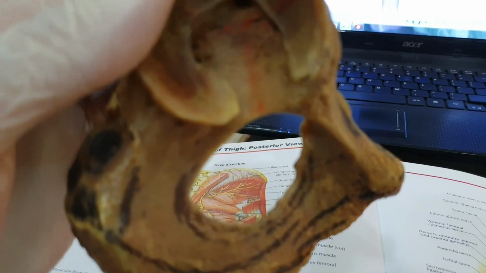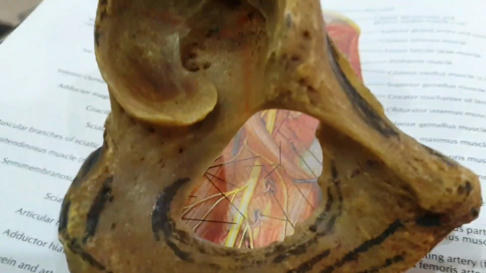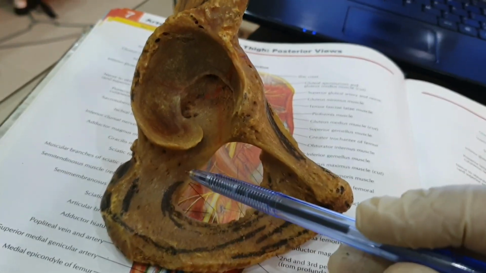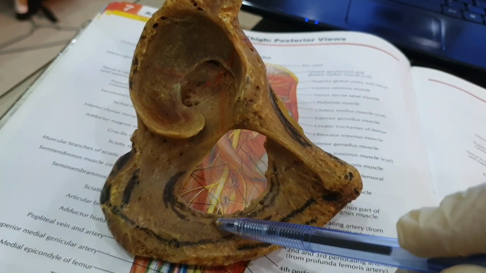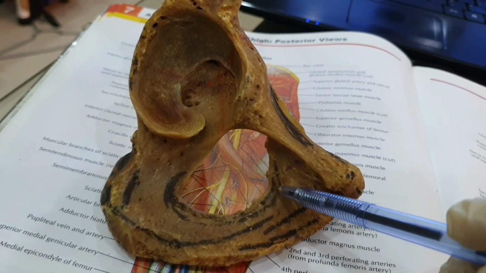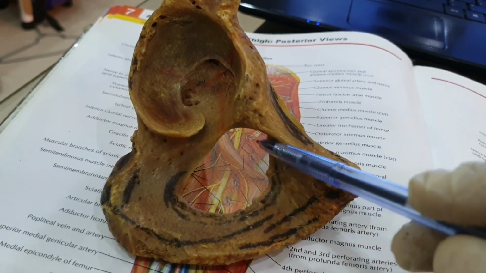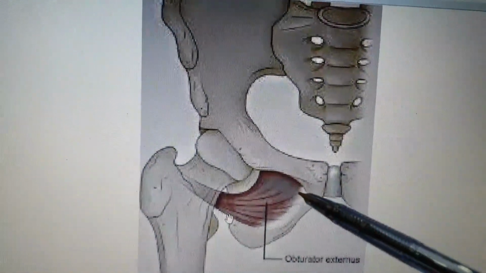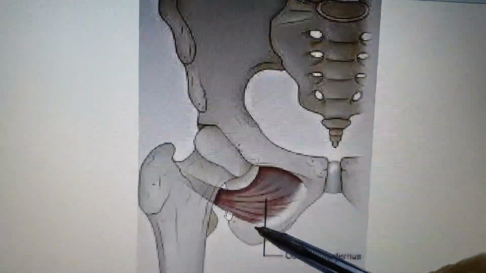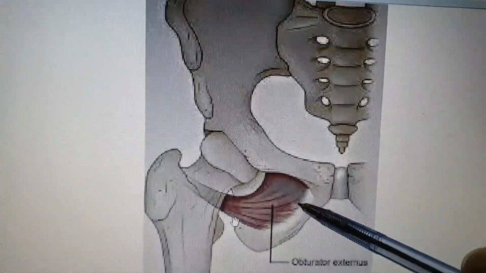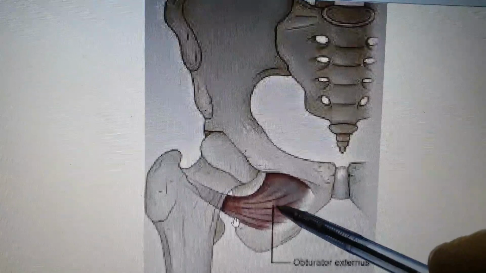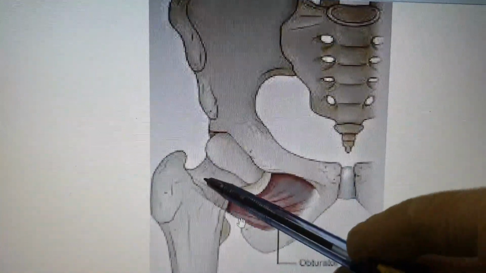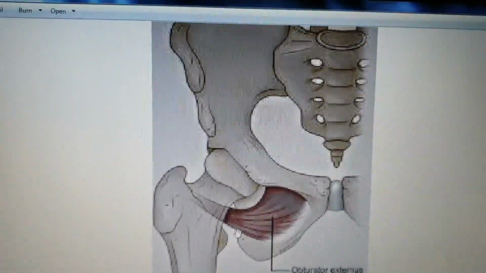Now the obturator externus muscle takes its origin from the margins of the obturator foramen on the lateral aspect. This I have marked as the origin of the obturator externus, and the rest of its origin is from the obturator membrane. In this diagram you can see the origin of the obturator externus from the outer aspect of the obturator membrane and the margins of the obturator foramen, and it runs behind the neck of the femur to get its attachment on the greater trochanter of the femur.